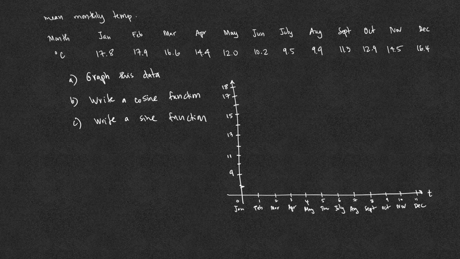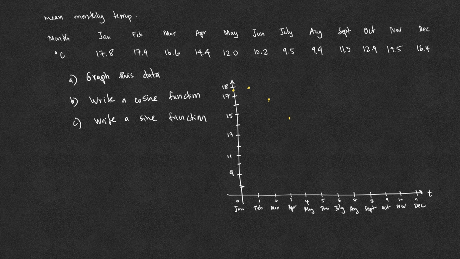We then plot the points using the data. In January, the temperature is 17.8. We won't be very accurate, but at least we should try our best. In February, the temperature is 17.9, not 18 yet, so we would go up a little bit. In March, the temperature is 16.6, and then in April, the temperature is 14.4.